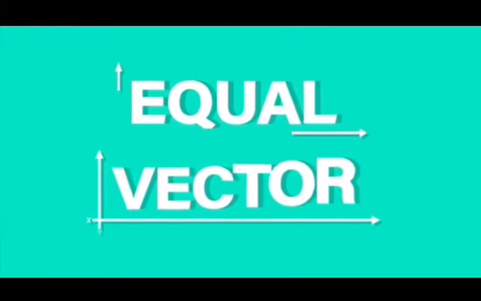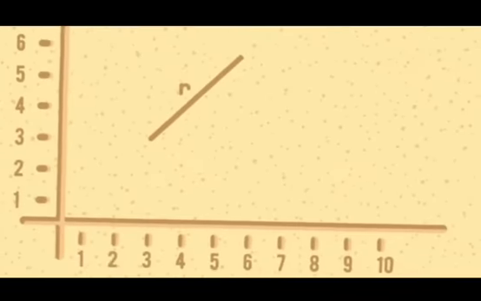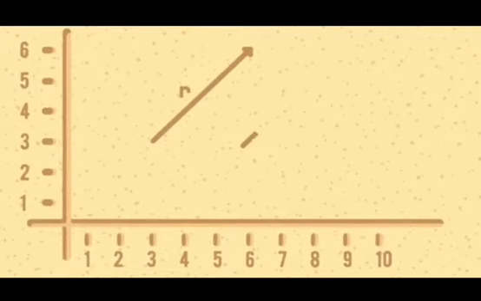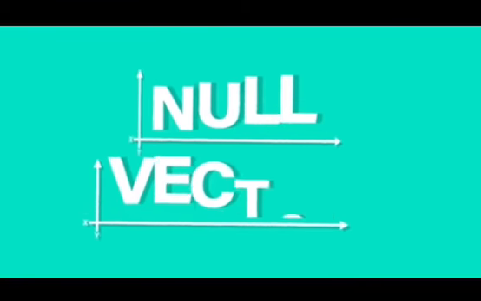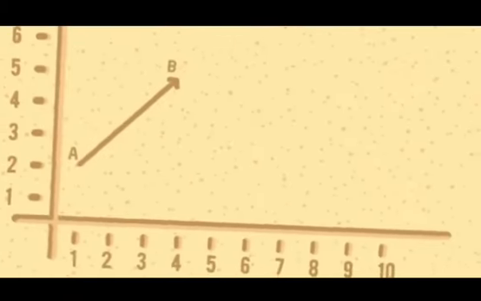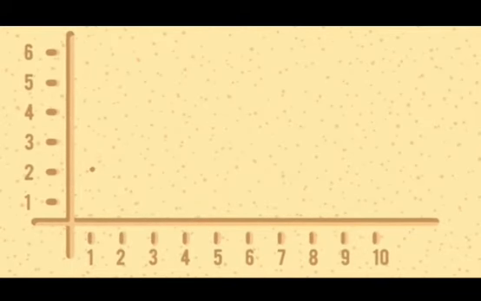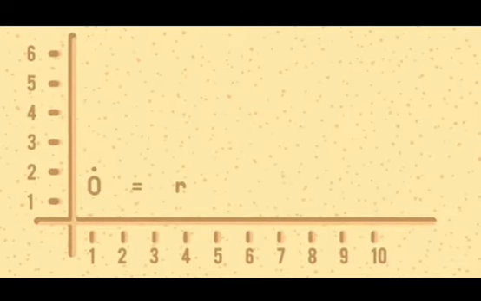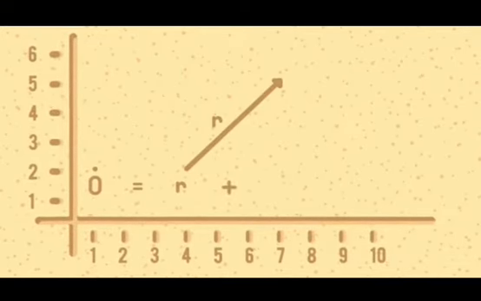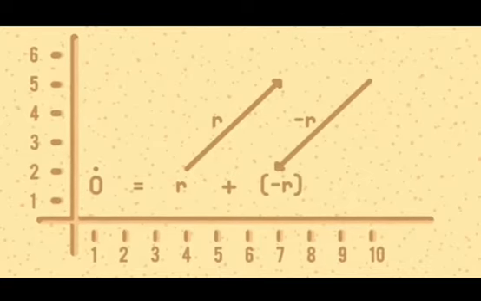Equal vectors. Two vectors having the same direction, magnitude and unit are called equal vectors. Zero or null vector. A vector having zero magnitude and whose initial and terminal points are the same is called a null vector. It is usually denoted by O. The difference of two equal vectors is represented by a null vector.